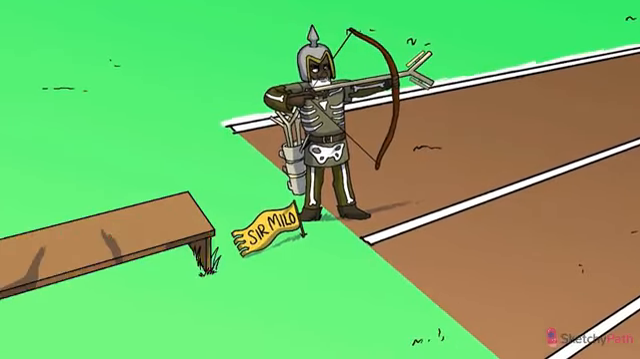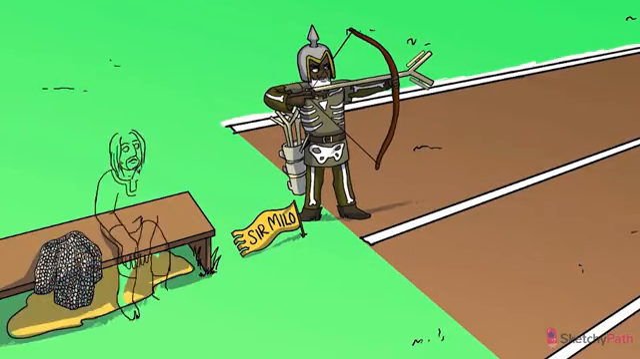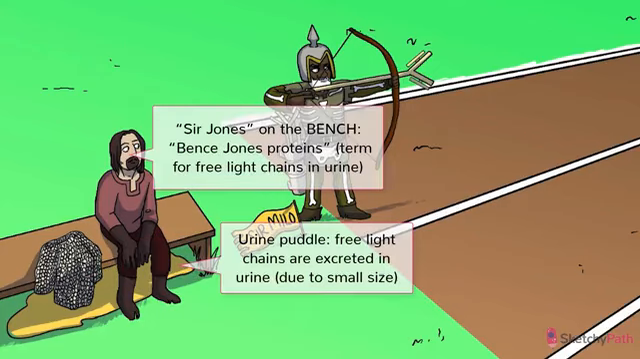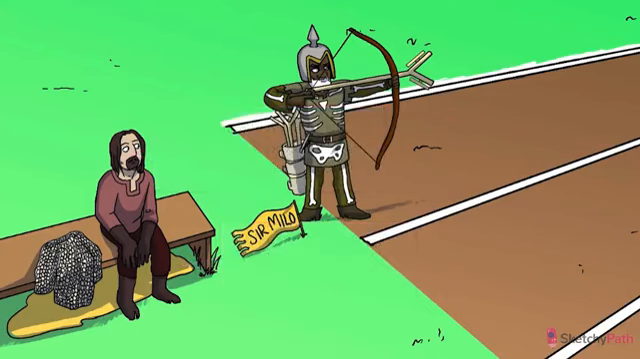Recall that antibodies are normally composed of both heavy and light chains. Well, in addition to an M protein, which is a complete immunoglobulin antibody with both heavy and light chains, a bunch of extra free light chains are produced as well. Because free light chains are smaller in size, they're excreted in the urine, where they're termed Bence-Jones proteins. And in this scene, they're embodied by Sir Jones sitting on the bench, as usual. They only bring him in for special teams. See the tiny circlets that make up his chainmail? Those are light chains, and they're sitting above what I can only assume is urine.